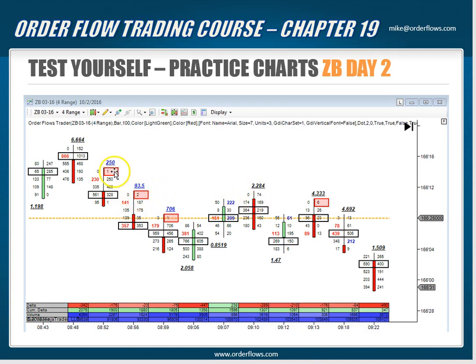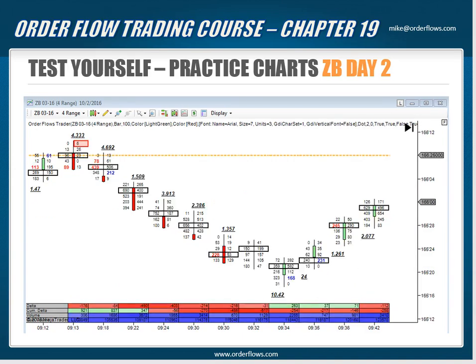Where's my stop? Worst case scenario, the stop's going to be up here at this single print, which gives me quite a bit of room, actually. And we get short at 07. I think it goes up to 11, 12, and then it sells off nicely down to 00. Actually, even lower than that. It goes all the way down to 165.20. I'm not expecting to catch that whole entire move. I'm happy getting out at 00. Then it starts moving back up.